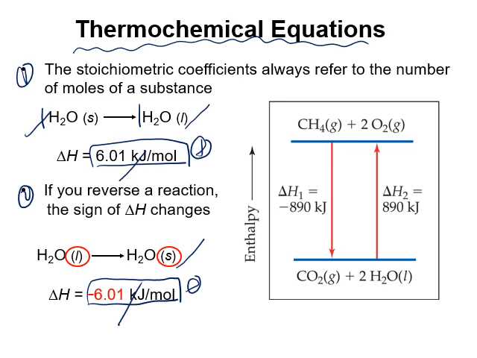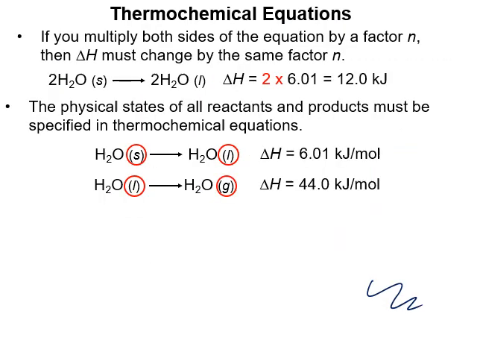So for example, methane burns, we get CO2 and H2O. So you can see that this way the value is negative 890, but if you reverse it, the value is still the same, but it becomes plus 890. Right, this rule is very important. Okay, rule number 3.